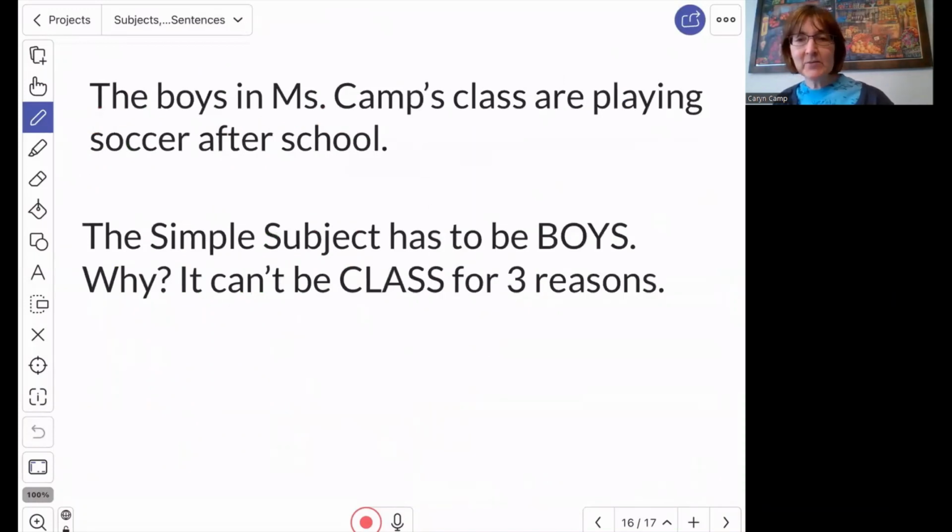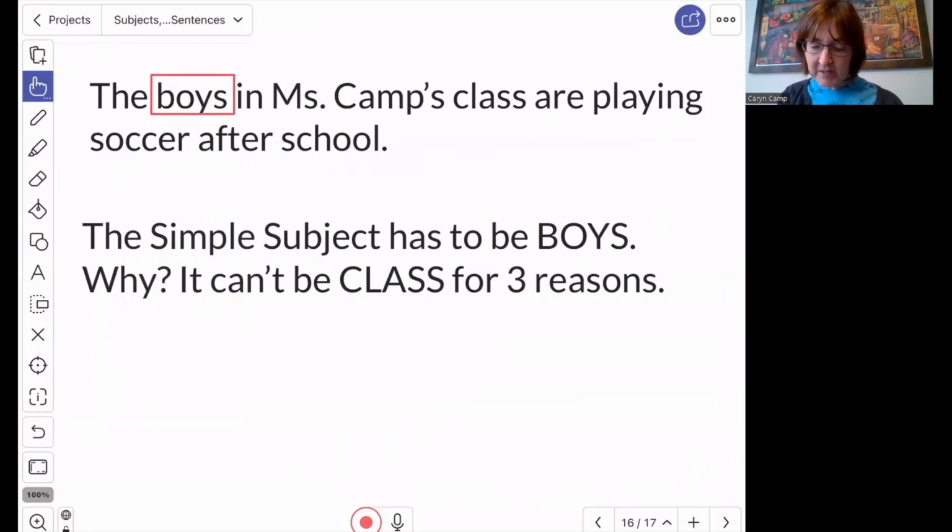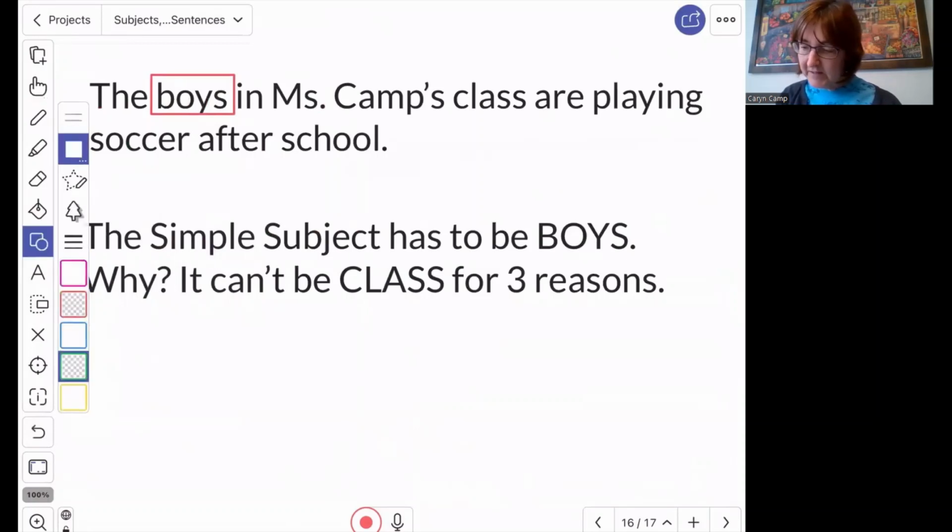Okay, we're going to go back to our famous sentence, now famous. Maybe I should call it infamous. The boys in Miss Camp's class are playing soccer after school. Well, the simple subject has to be boys. It has to be this one right here. So we call this one the simple subject. Okay? And remember that our simple predicate is are playing. Okay? We've already figured that out.